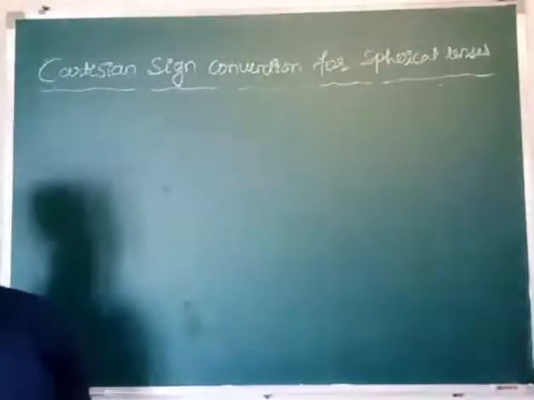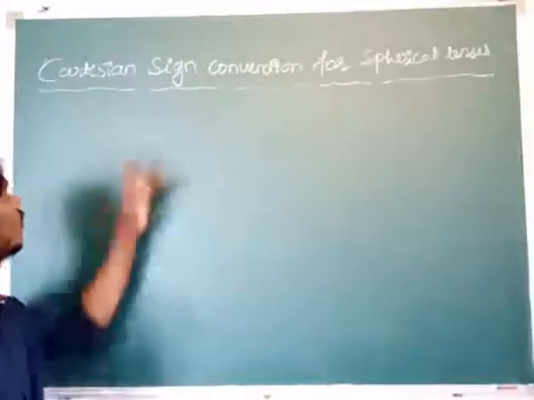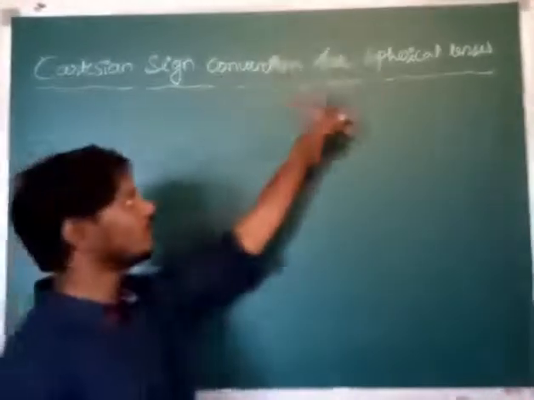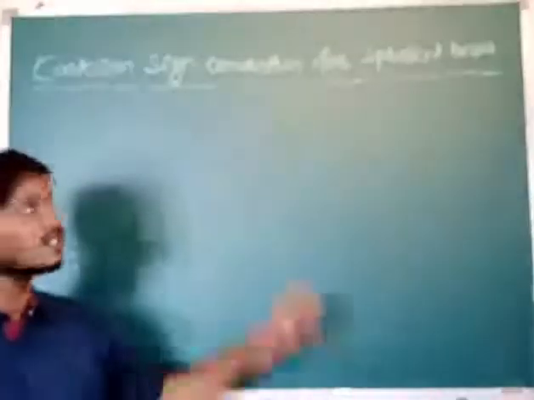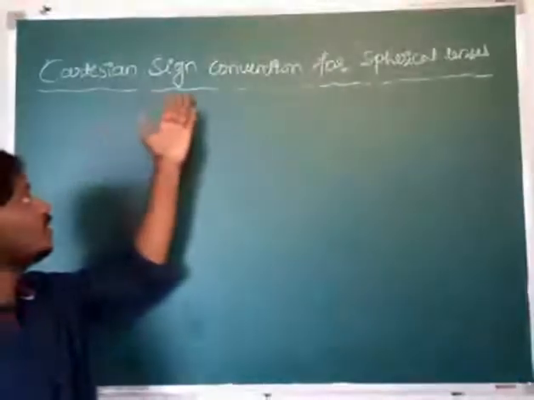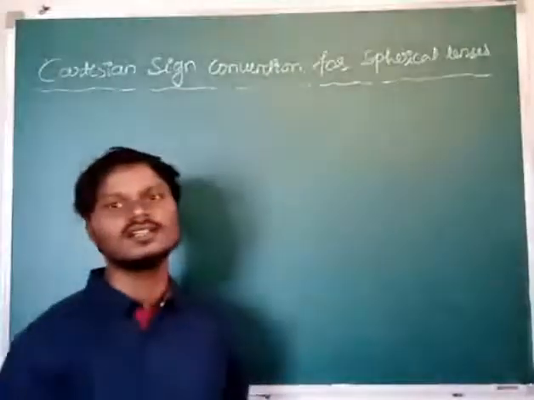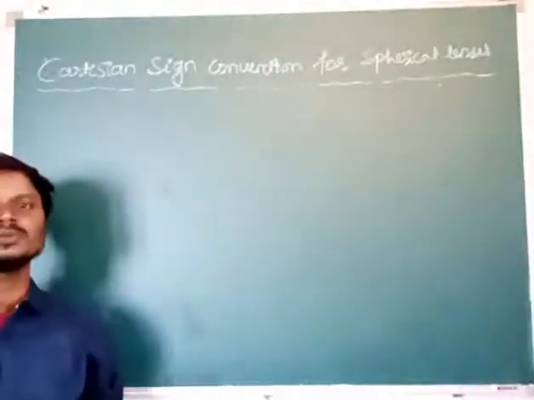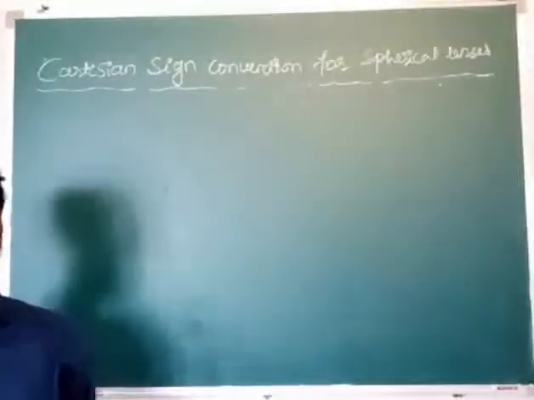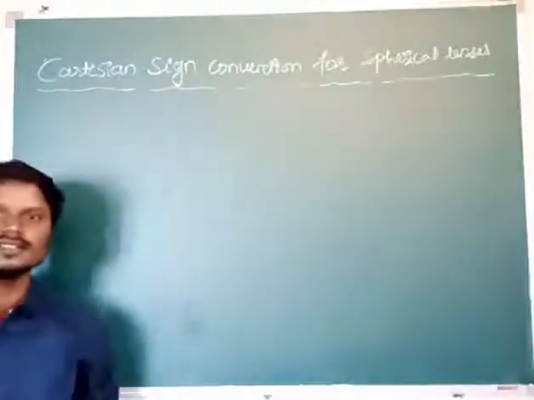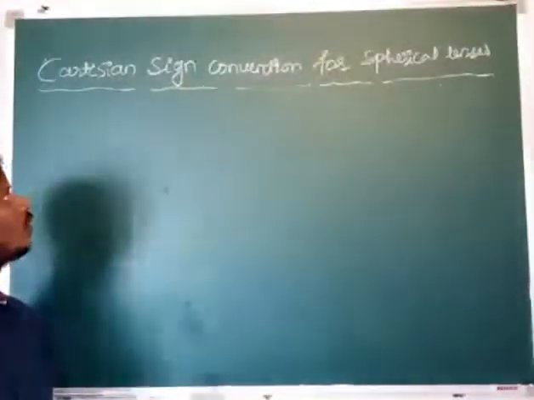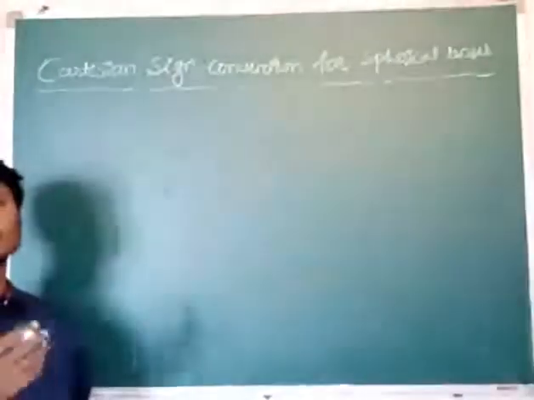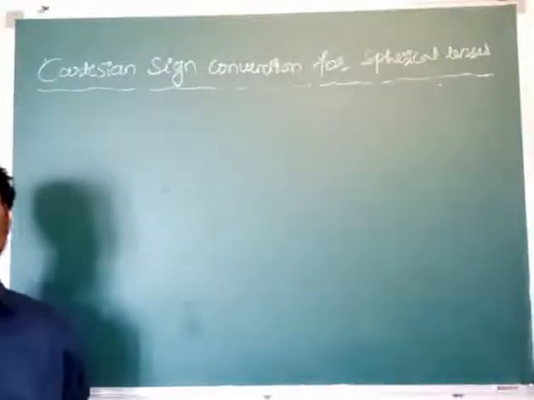Good morning, students. Now we are going to discuss the Cartesian sign convention used for spherical lenses. Already you know that there are how many types of spherical lenses? Two types. What are those? Convex lens and concave lens. Now, what is the use of Cartesian sign convention?